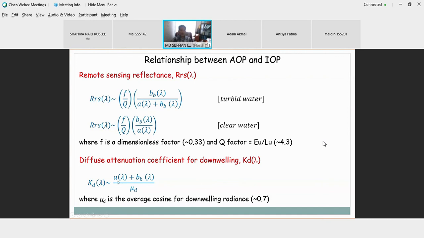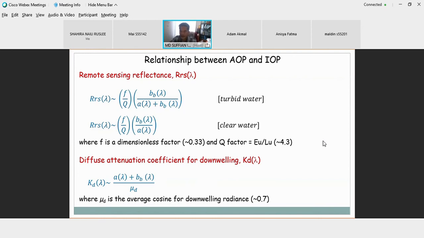So Kd, kalau you boleh ukur a, absorption, and backscattering. Absorption kita boleh ukur dalam lab. Backscattering kita boleh pakai instrument. Kita ada HydroScat, actually, yang kita boleh ukur backscattering. So Kd equal a plus bb, absorption plus backscattering, divided by mu d. Mu d is the average cosine of downwelling radiance, lebih kurang 0.7.